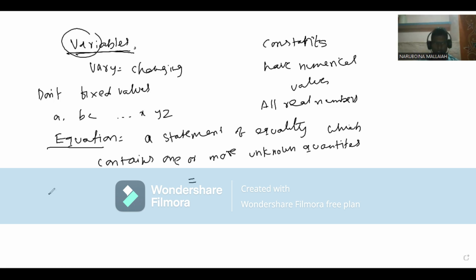Now let us introduce our chapter, linear equations, linear equation in one variable. A linear equation in one variable is an equation in which we have constants and a multiple of one variable. It is an equation which has only one variable and constants.